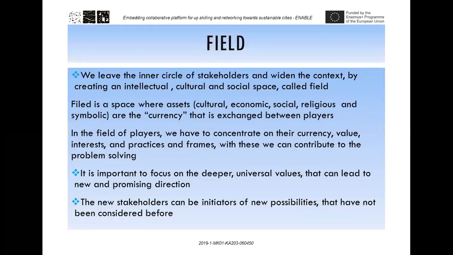So now we are moving on to the next phase, and this is actually the phase of the field. So this phase is the inner circle of the stakeholders. We have to widen the context by creating an intellectual, cultural, and social space. This space is called field. So actually, this is the space where the assets, the cultural, economic, and in this case, we also have the religious asset, so we are looking for the currency that is exchanged between players. Currency could be a value, an interest, a practice, a frame, and everything that can be played, can be put between the players. So it is important to focus on some deeper and universal values.